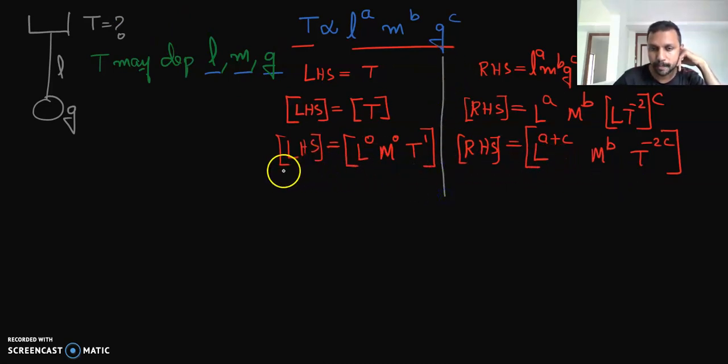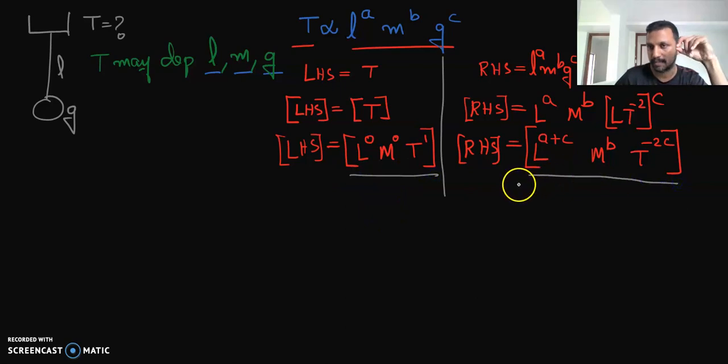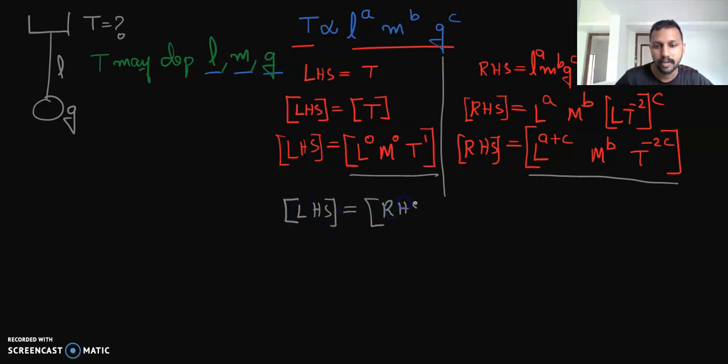Now we know the dimensional formula of LHS is like this, and the dimensional formula of RHS is like this. We have learned in the last class that for an equation to be correct, the dimensional formula of LHS should be equal to the dimensional formula of RHS. Therefore, since this is also an equation, for it to be correct, the dimensional formula of LHS should be exactly equal to the dimensional formula of RHS.